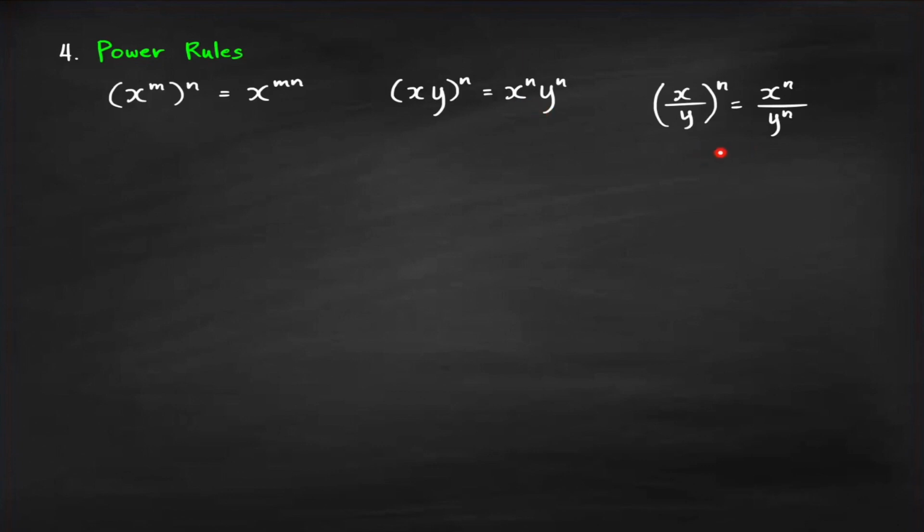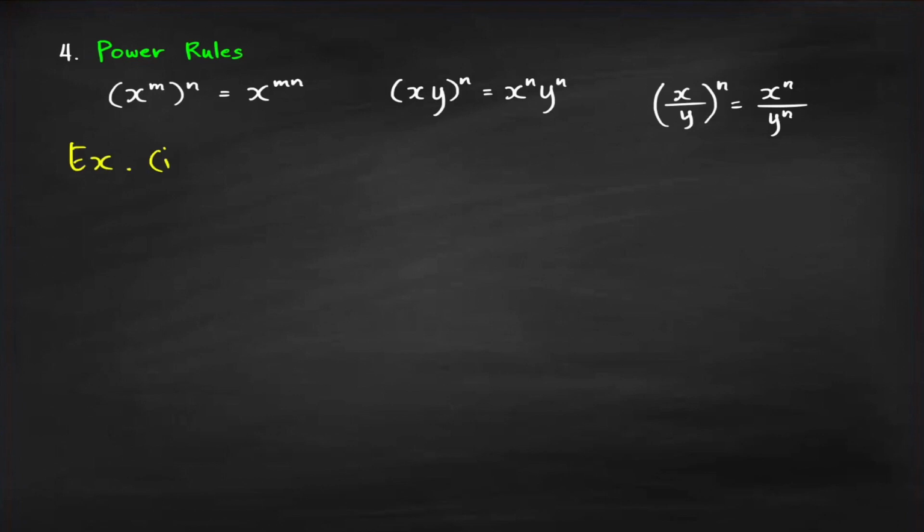And the last power rule, this is the power of a quotient, similar to the product. So when we raise a quotient to a power n, we can also raise the numerator and denominator to that power. So you have here x to the n over y to the n. Okay, now let's do some examples.